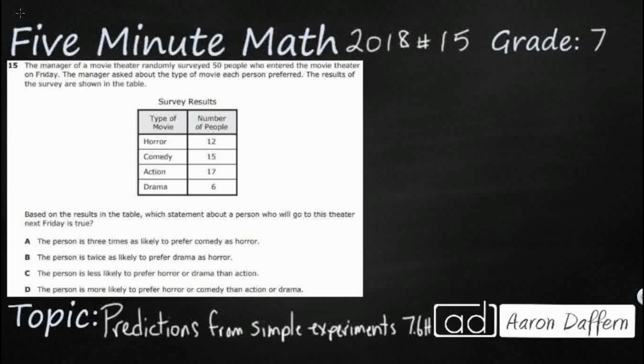Today we are looking at the 7th grade concept of predictions from simple experiments. This is standard 7.6H in the great state of Texas, and we are using item number 15 of the 2018 released STAAR test. If you have not done so already, please go ahead and take a moment to pause the video, work this problem out on your own, unpause it, and then we will look at our answers together.